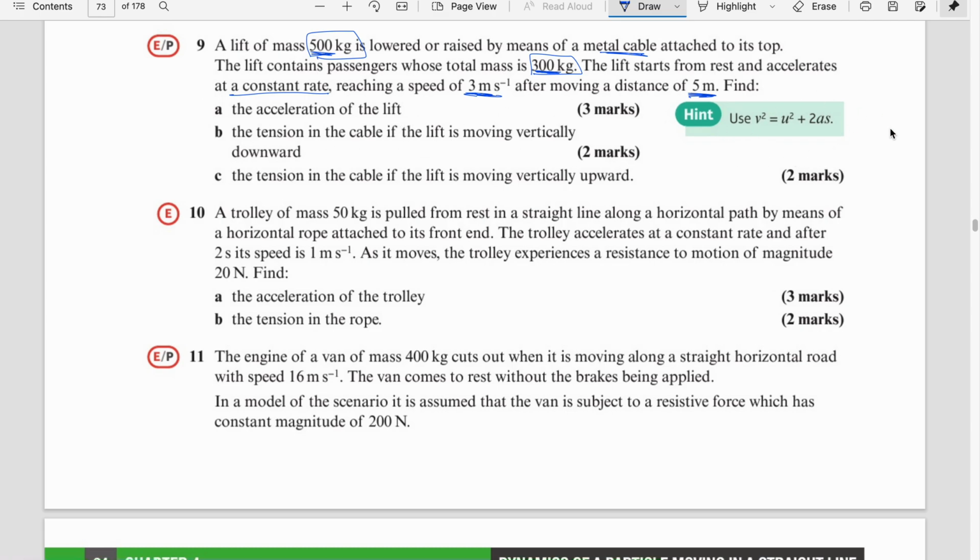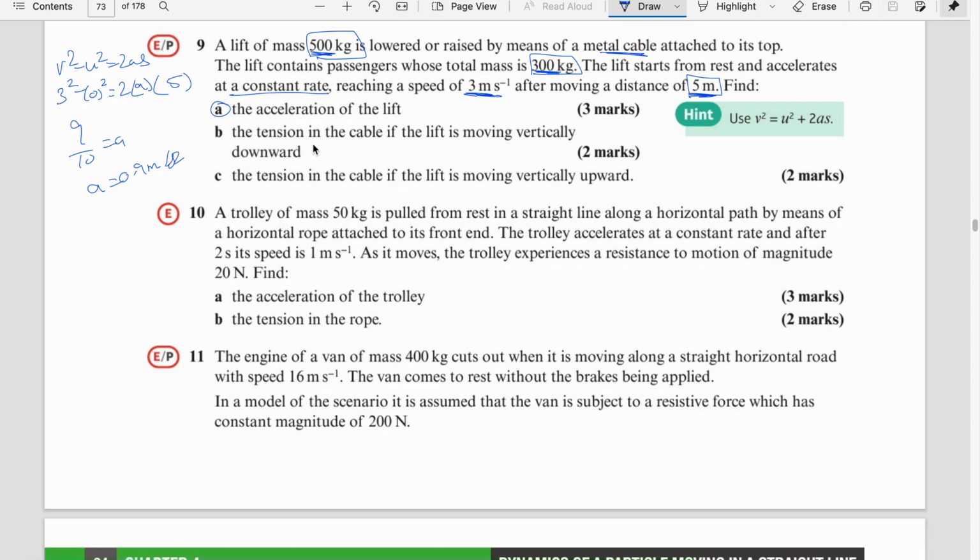So the equation is right there. v squared minus u squared is equal to 2as. Final velocity is 3, given in the question. It starts from rest, so initial velocity is 0. Acceleration is unknown, and it covers a distance of 5 meters. So 3 squared is 9, equal to 2 times a times 5, which is 10. Acceleration is 0.9 meters per second squared.